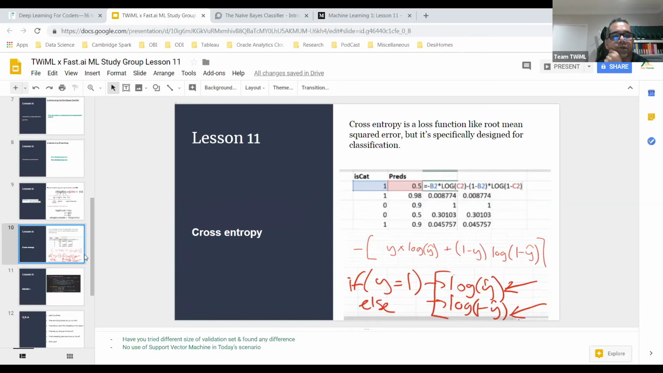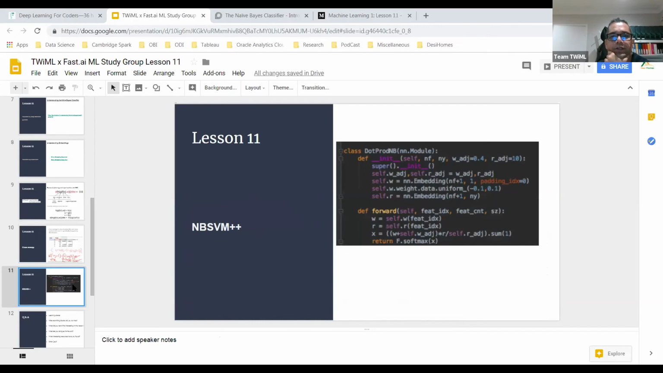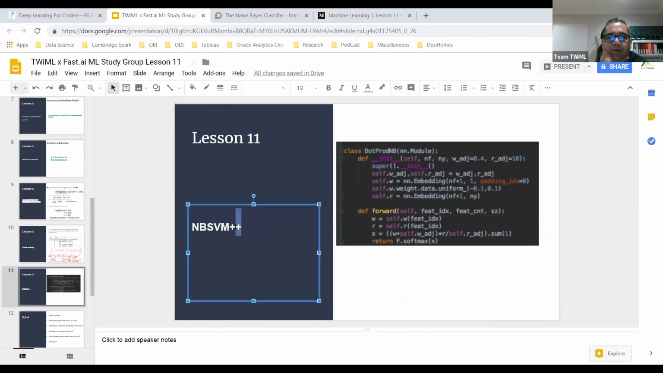Okay, and so I'm going to move on from cross entropy to, I think, this is the function which NBSVM++, which I think is Jeremy's invention. Is that it? I think this is the library they developed. He showed it here, and then embedding comes in here. And interestingly, there was a good discussion on this adjustment 0.4 as a constant being added, I think it was here.